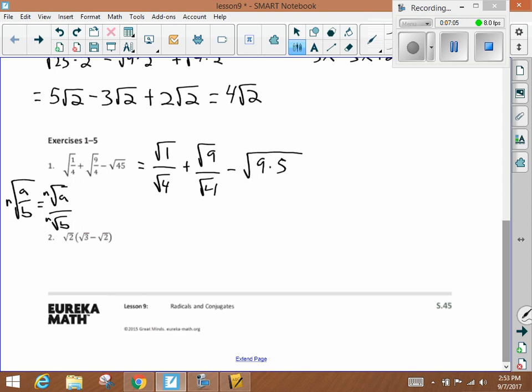The square root of 1 is 1. The square root of 4 is 2. The square root of 9 is 3. The square root of 4 is 2. And the square root of 9, that's going to come right out the front. It's 3, so this is 3 root 5.